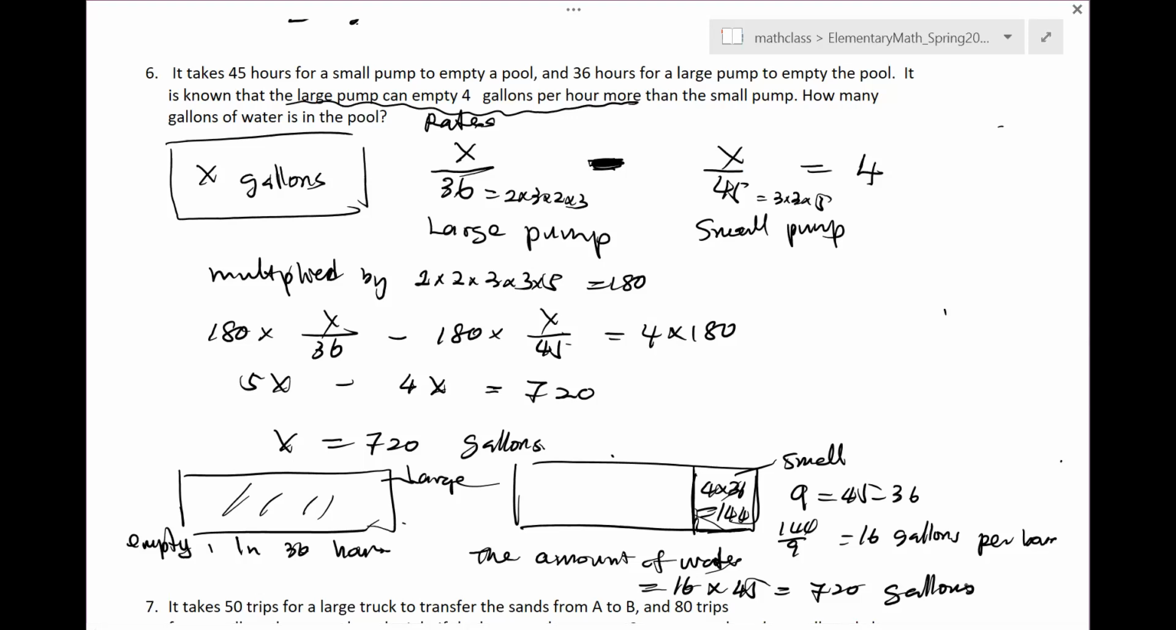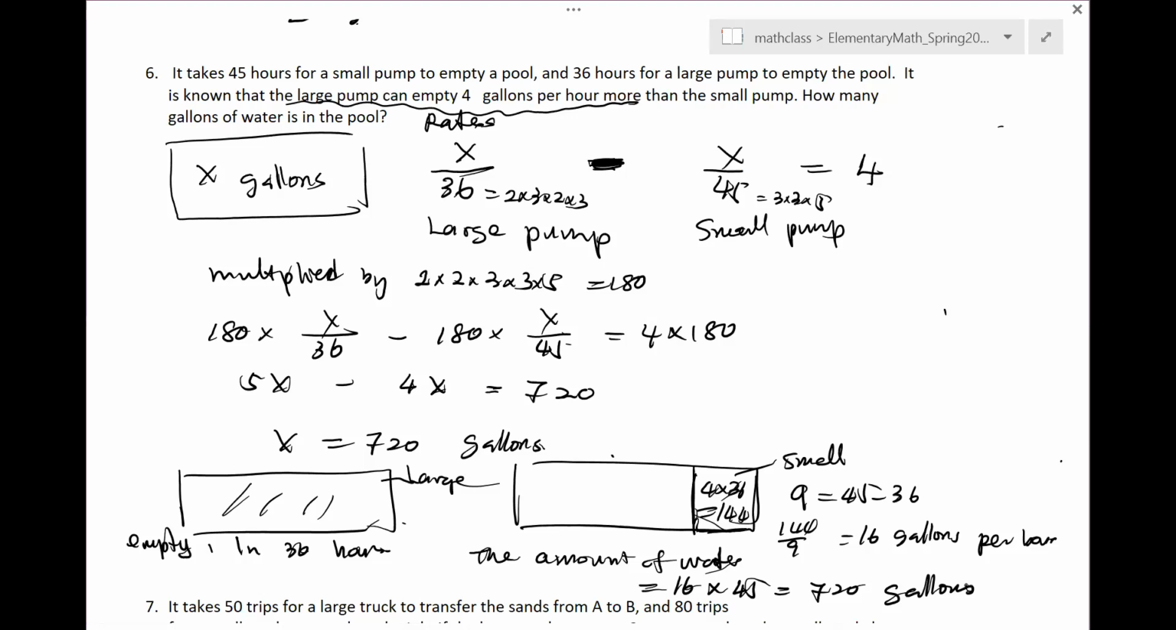That's the question. If we can figure it out, that would be 4 times 36. Why? Because of the additional water each time that the larger pump empties, it's going to be 4 gallons per hour. So 4 times 36 is how much water is left in the pool on the right-hand side. If you can figure that out, then you're done, because then you can use that number and you take an additional 9 hours.